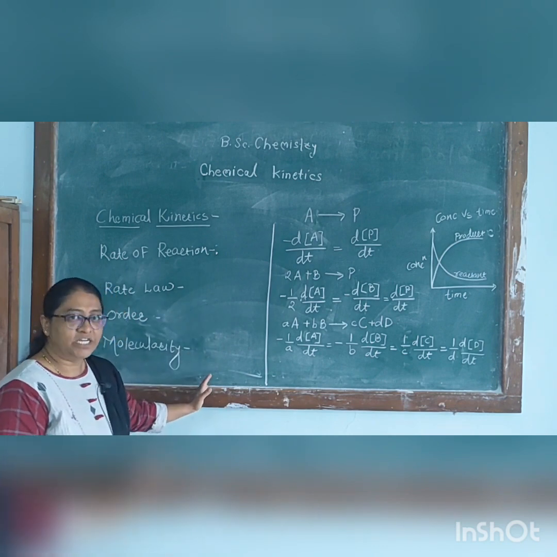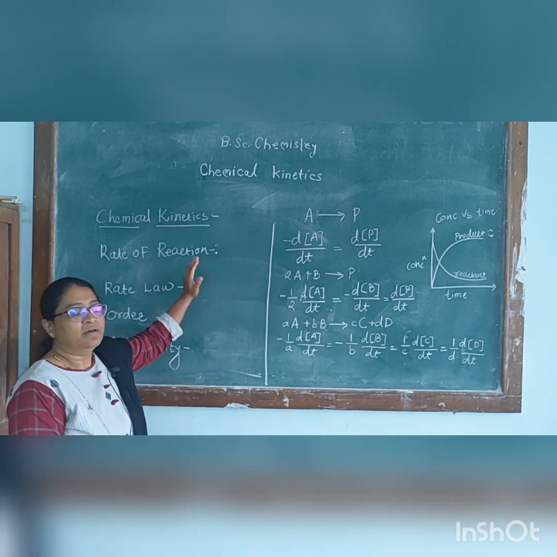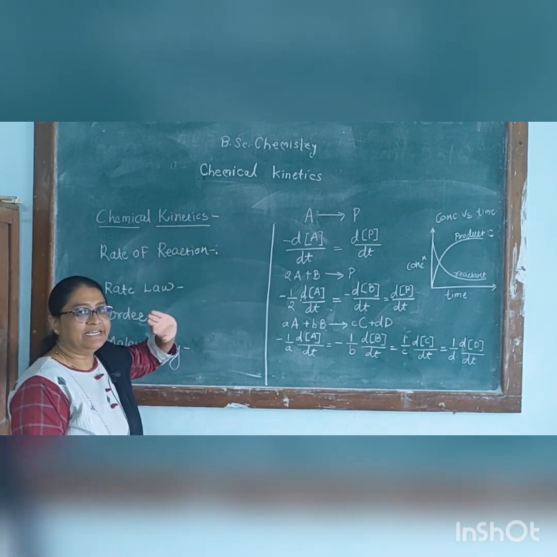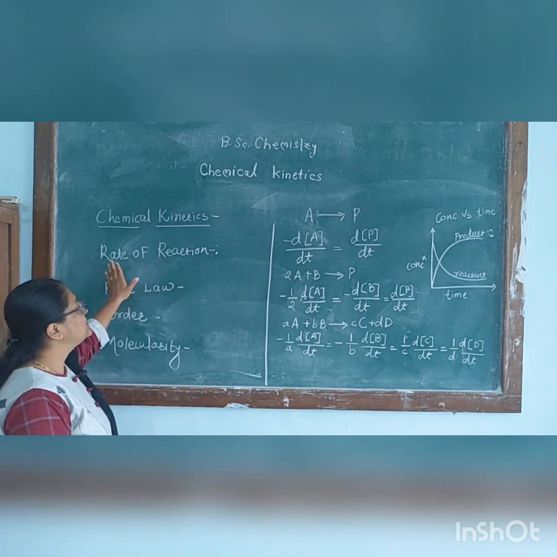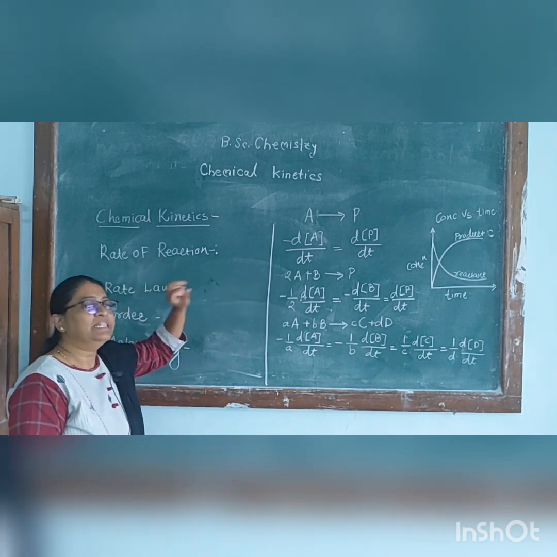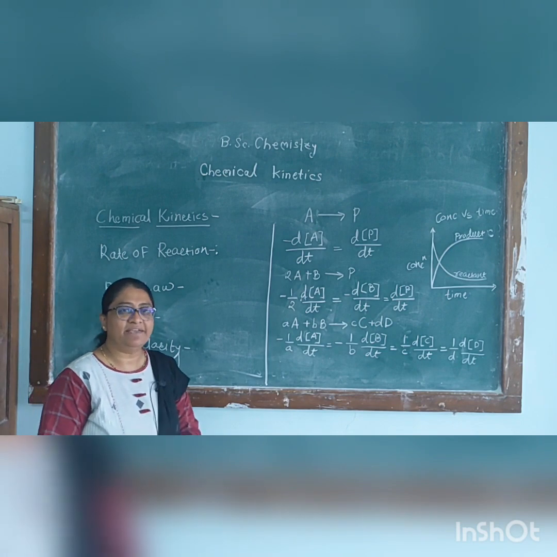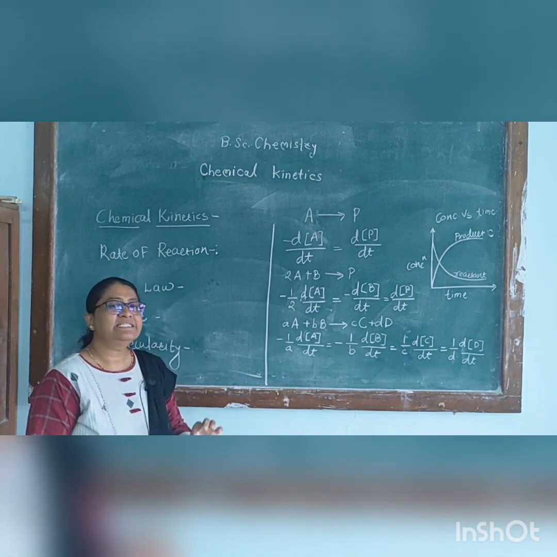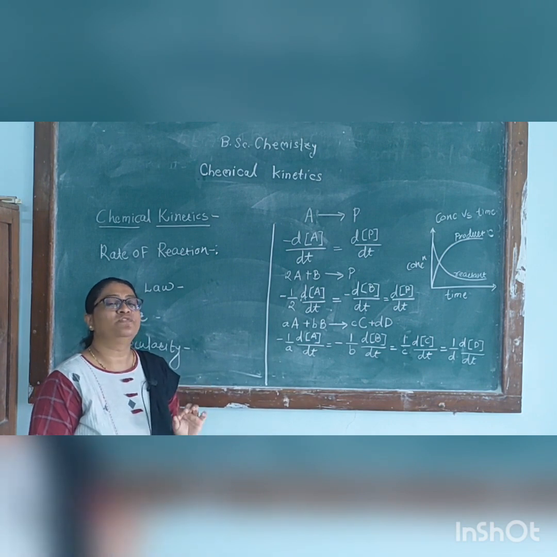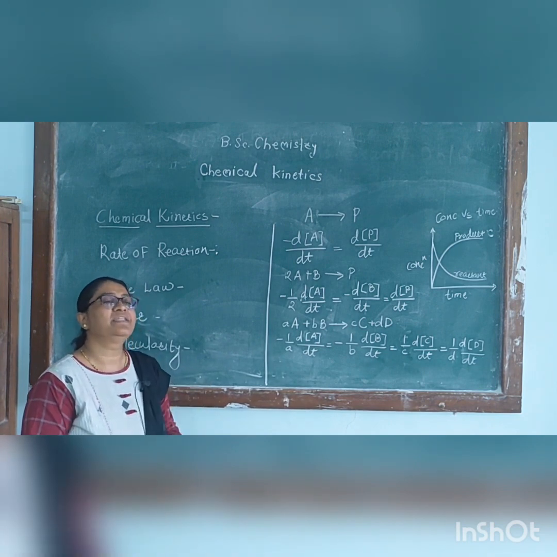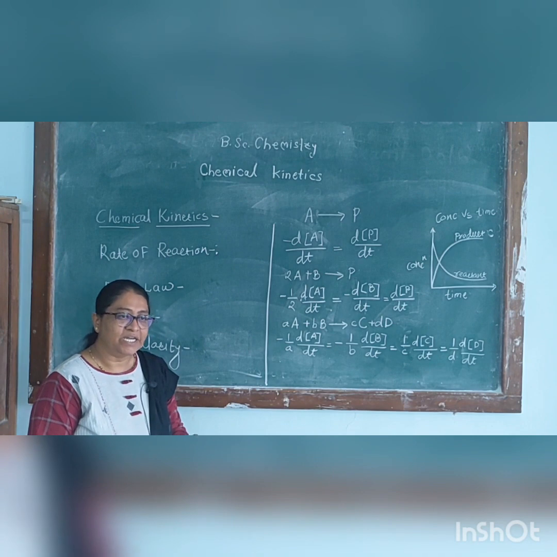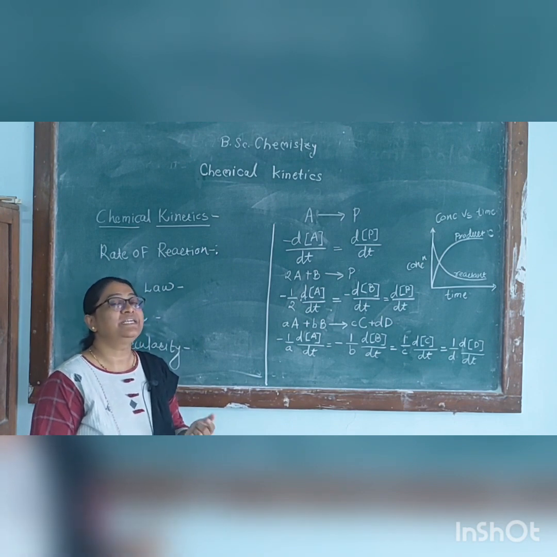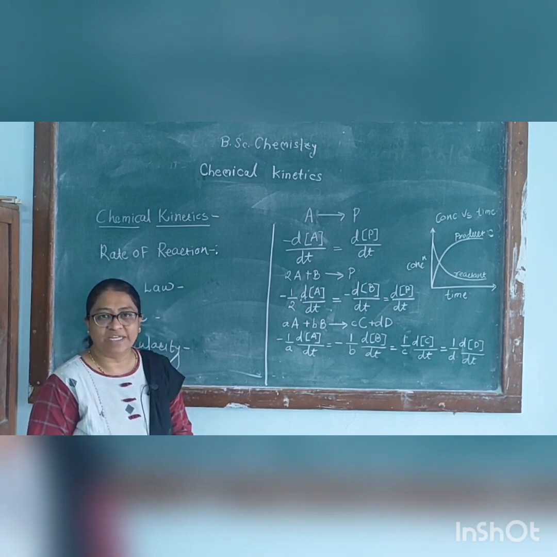There are different terms which are present in chemical kinetics. The first term is the rate of a reaction. The rate of reaction is defined as the decrease in the concentration of the reactants or increase in the concentration of a product during the reaction with time.